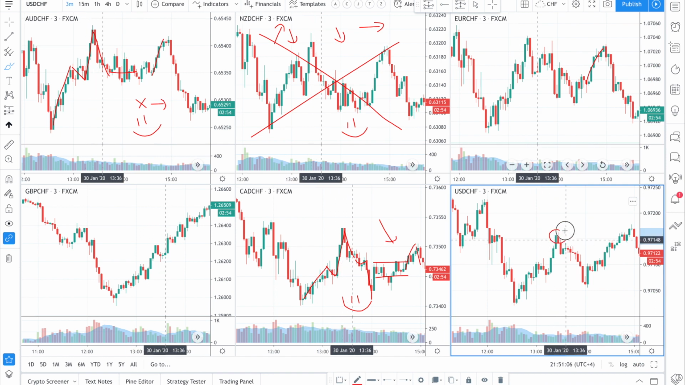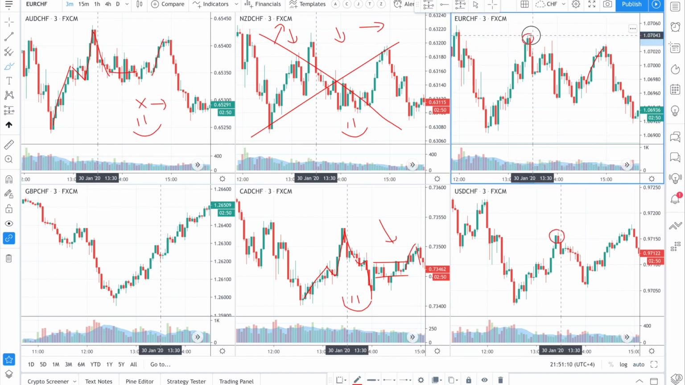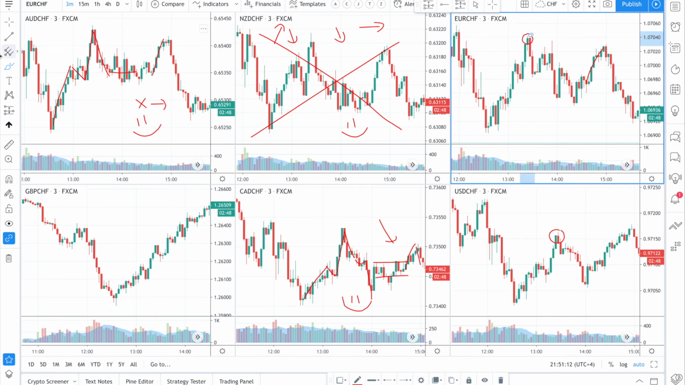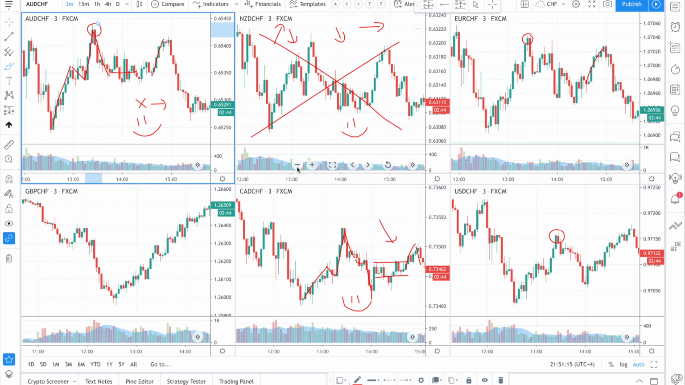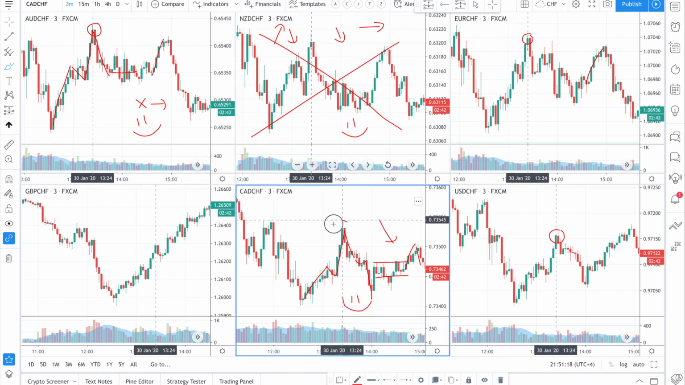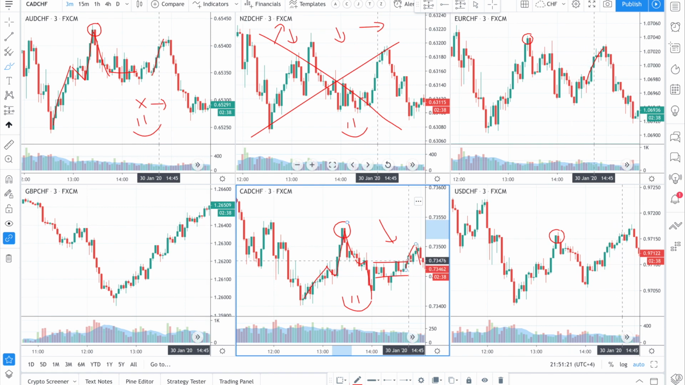You see this earlier spot? I'm going to draw a circle here. Okay, I'm going to draw that same circle on Euro Swiss franc. I'm going to draw that same circle on Aussie Swiss franc. I'm going to draw that same circle on CAD Swiss franc. Notice how when it was going up for that last move, how deep did CAD Swiss franc go up compared to that circle? 50%? Look at Euro Swiss franc on the top right.